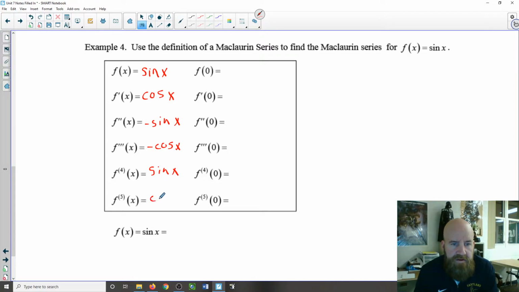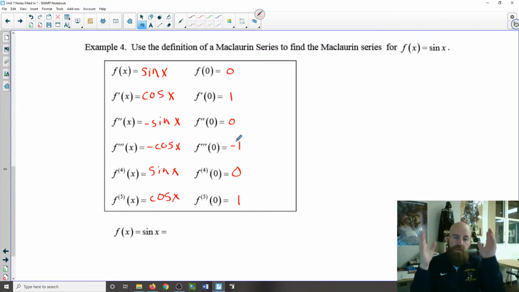Okay, so we can see a pattern here. We know that these are just going to keep repeating each other after every 4 derivatives. And then we evaluate our function at 0, at our center. So sine of 0 is 0, so all of these sines would be 0. And then cosine of 0 is 1. Negative cosine of 0 would be negative 1. And cosine of 0, 1. Alright, so we filled out our chart here.